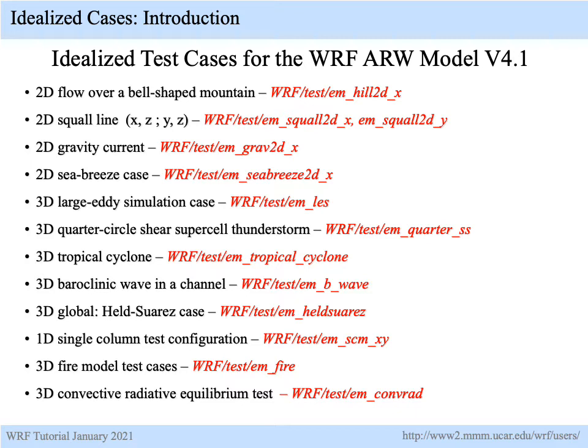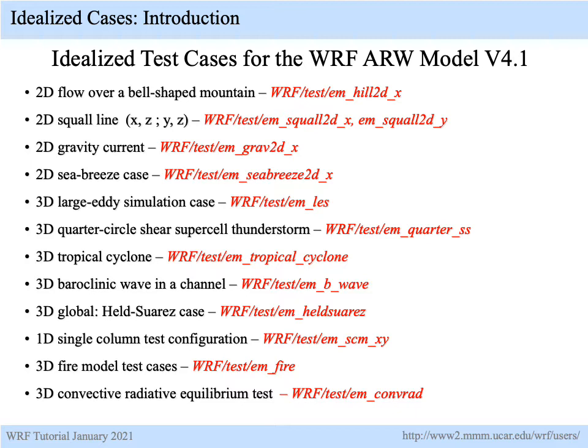The directory name starts with the acronym of the dynamical core, in this case for the Advanced Research WRF, or Eulerian Mass, followed by the name of the test case, and in the 2D test cases, followed by a horizontal direction, X or Y, which denotes the horizontal direction that is active in the test case, and in the storage arrays in WRF and what you'll find for the output.